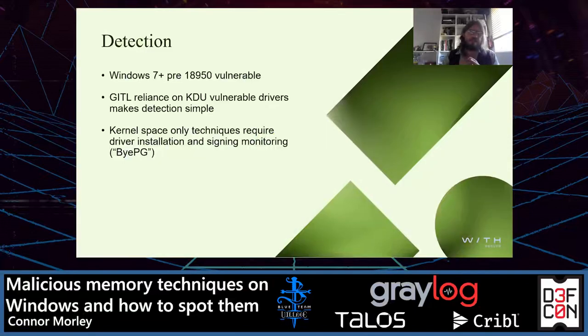Detection for this, again, is post Windows 7 but pre-build 18950. Any system between that window is susceptible to this kernel level hooking. Now, as we said before, Ghost in the Logs relies on the Kernel Driver Utility, or KDU, to utilize a vulnerable driver to load its malicious driver into memory in order to utilize Infinity Hooks and then install its IOCTL based ETW prevention.